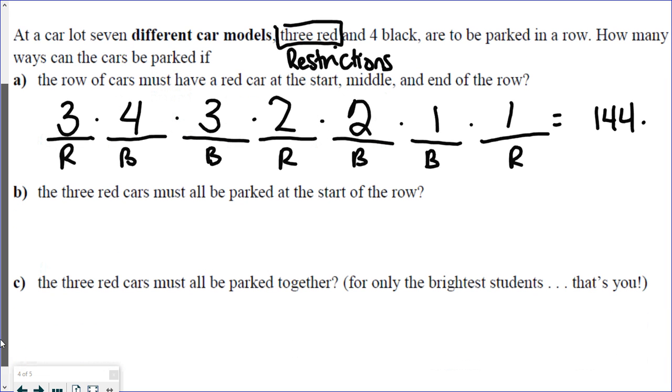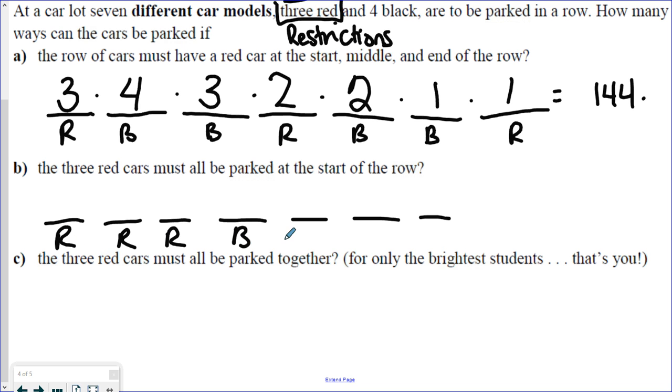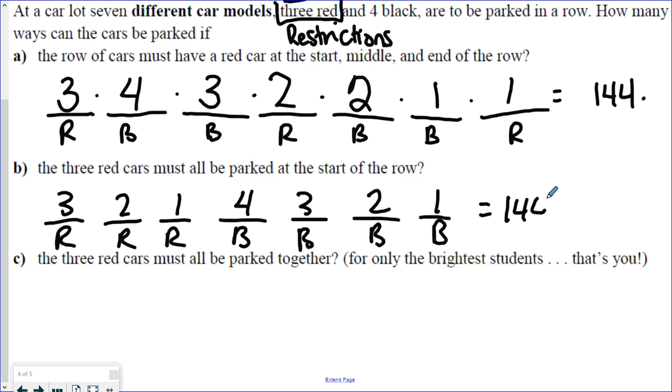So the next one says the 3 red cars must all be parked in the start of the row. So 1, 2, 3, 4, 5, 6, 7. We know the first 3 need to be red cars, and the last 4 need to be black cars. So how many can be in the first position? 3, 2 in the second position, whatever's left over in the third. Now to the blacks: 4, 3, 2, 1. So again, we get 144.